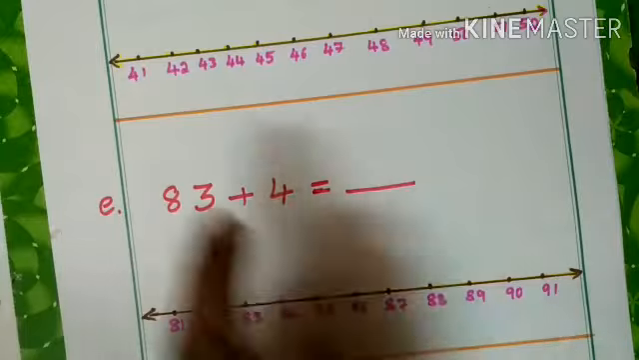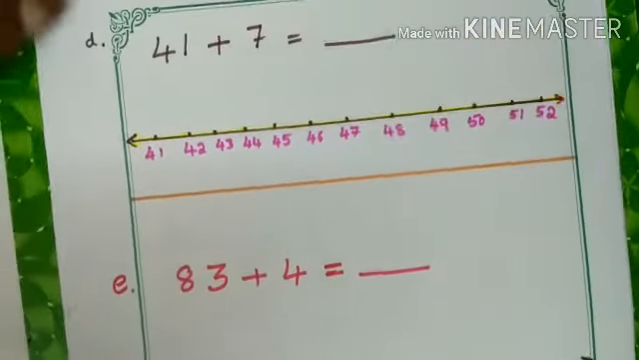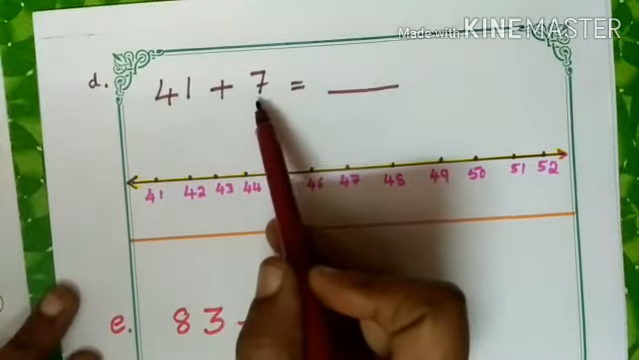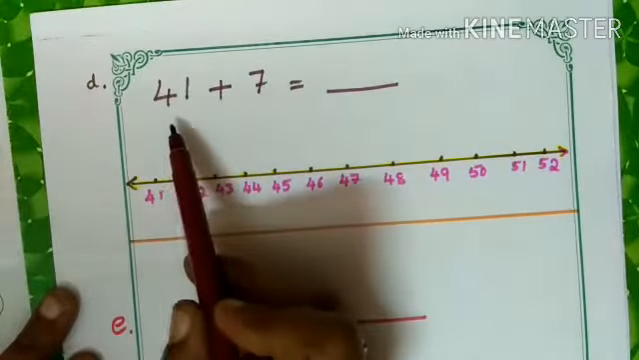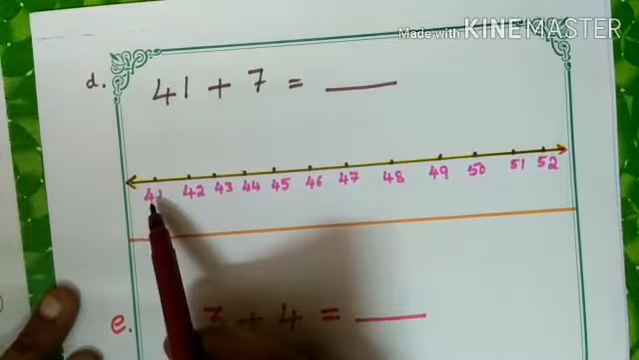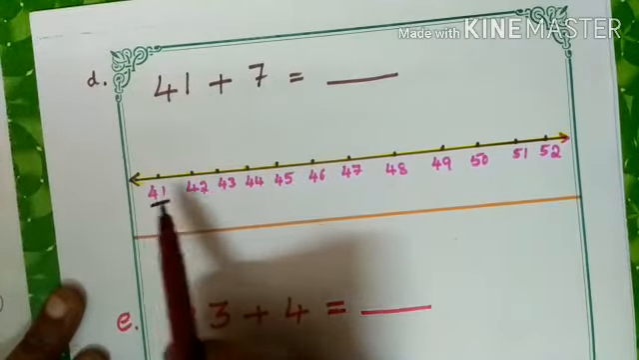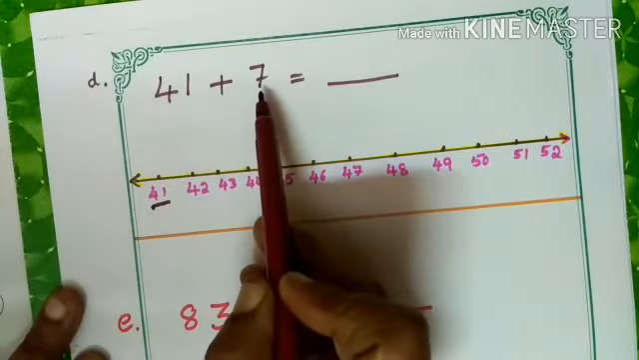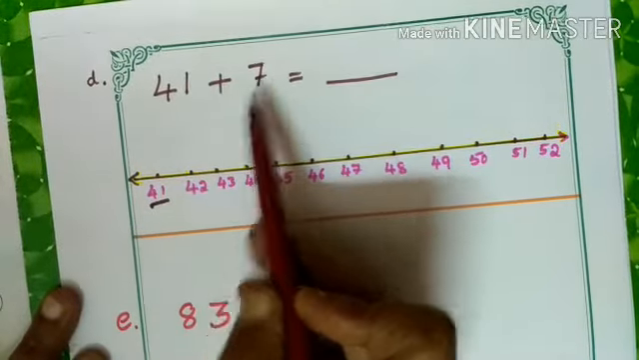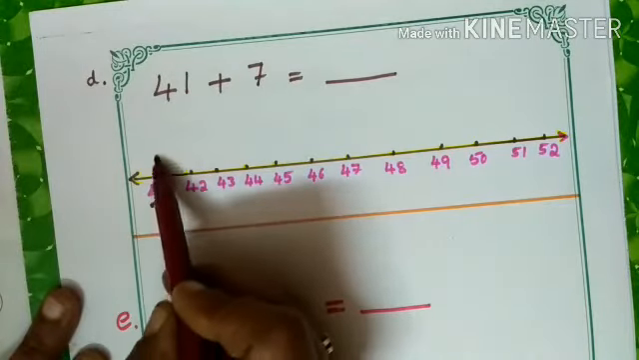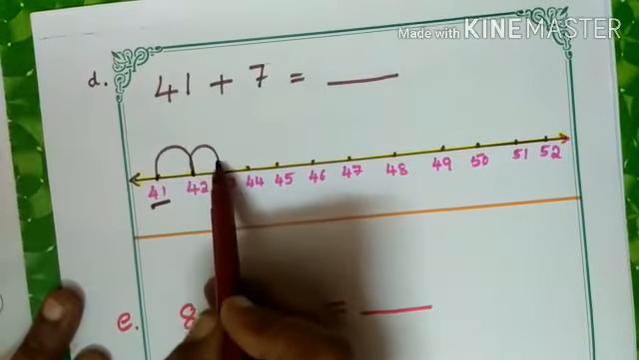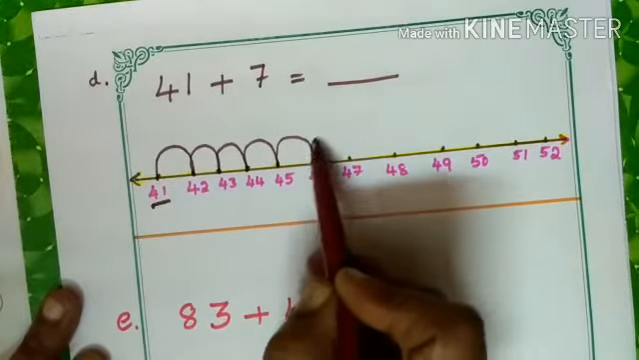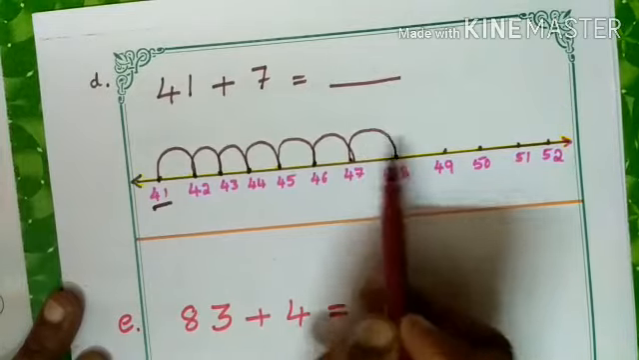Next sum is 41 plus 7. We have to find 41 plus 7. First, what should we do? Find 41 on the number line. Yes, 41 is there. Now mark 41 here. How many steps should you take forward? Yes, 7 steps. Now we take 7 steps forward: 1, 2, 3, 4, 5, 6, 7.